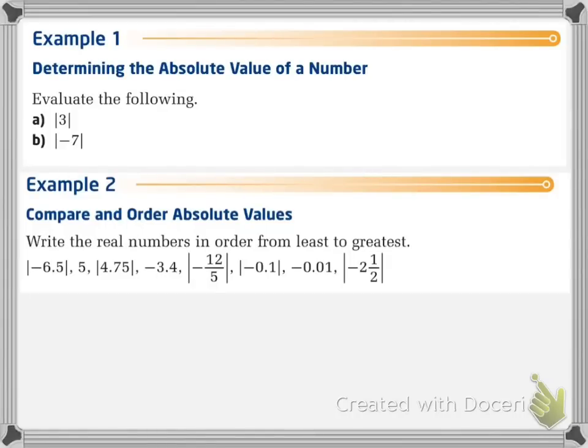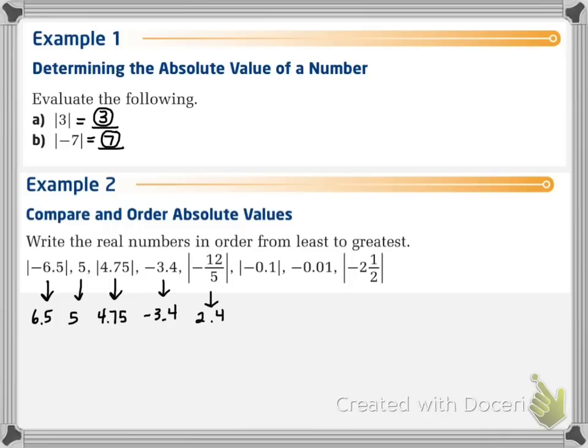In example 1, what we have is the absolute value. To evaluate each of the following, the absolute value of 3 is of course 3, and the absolute value of -7 is going to be +7. When we compare and order absolute values, the absolute value of -6.5 is going to be +6.5. 5 is just 5. The absolute value of 4.75 is 4.75. -3.4 doesn't change. There's no absolute value sign there. The absolute value of -12/5 would be positive, and we could put that down as +2.4.